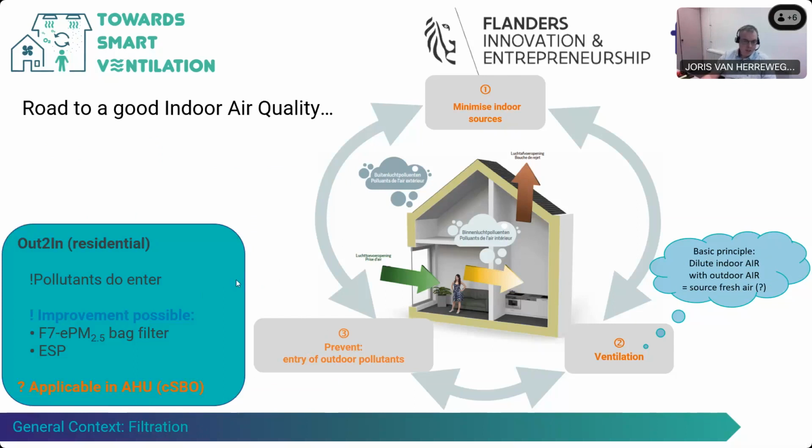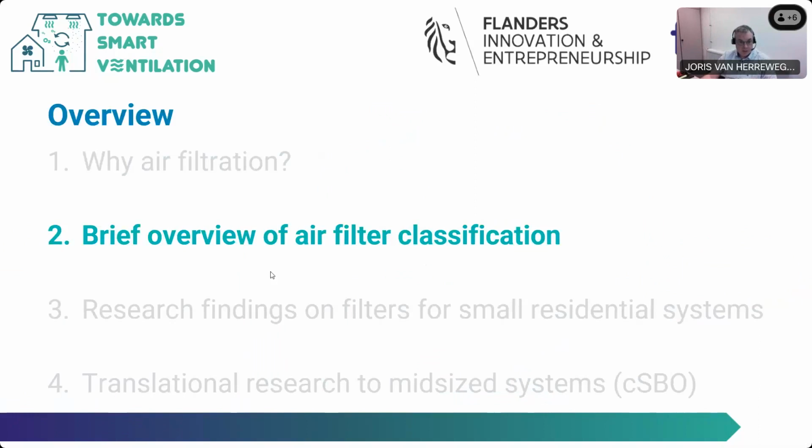In a previous study, we have shown that pollutants do enter via the ventilation system into the indoor air, but we also showed that there are possibilities to at least reduce this entry by filtration. But before entering into these results, I would first like to talk to you about air filter classification.